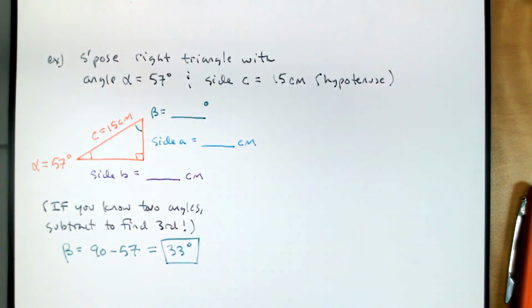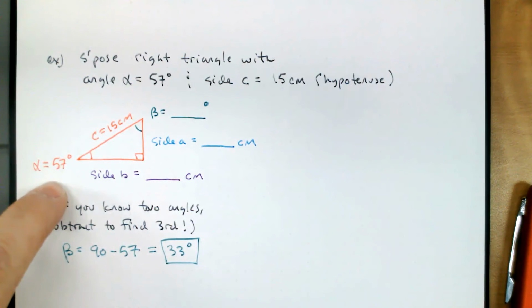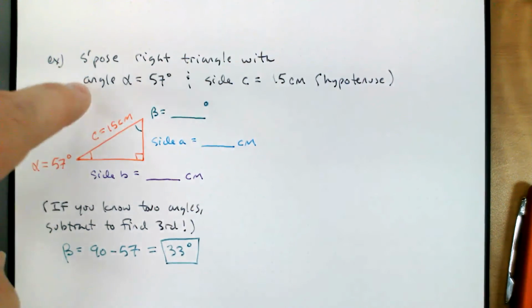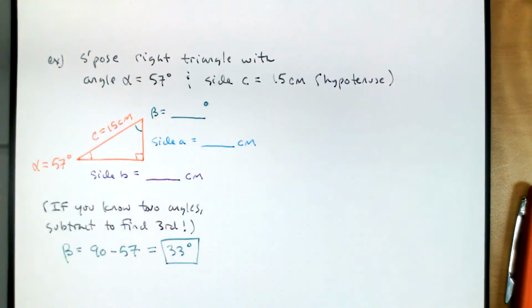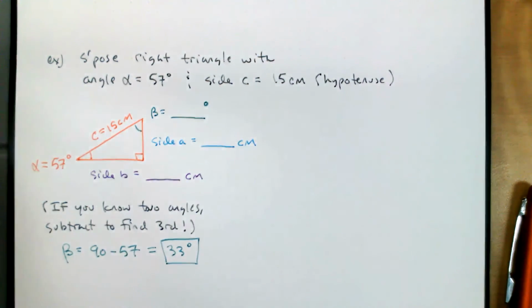So we now have four pieces of information about the triangle. We've got all the angles, we've got the hypotenuse. Now we need to go after the sides A and B. It doesn't matter which one we go after first, but I always like to use the most given information. So I'm going to use the 57, the angle, and C is 15, the hypotenuse. I notice that side A is opposite angle alpha, so I'm going to use sine.